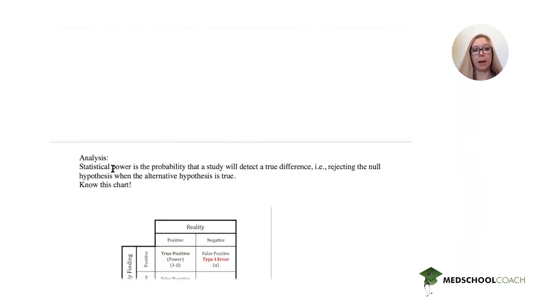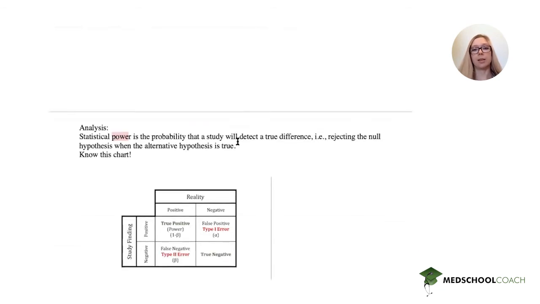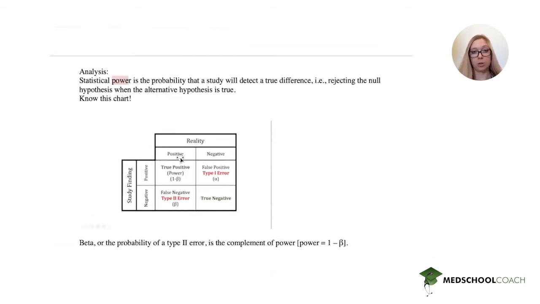So, power is the probability that a study will detect a true difference. In other words, reject the null hypothesis when the alternative hypothesis is true. So, I'm bringing this chart back. It's from Boards and Beyond, which has fabulous information for step 1. Let's review that if a study finding is positive and the reality is positive, that's called true positive. But actually, that's also power. And power is 1 minus beta.